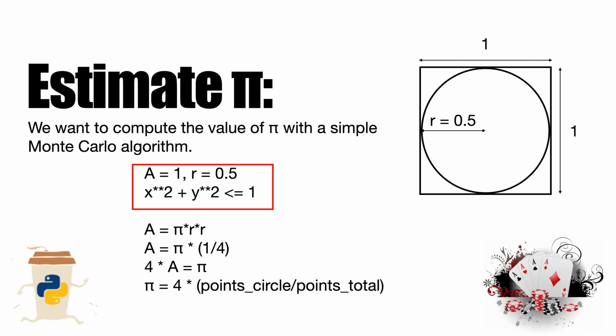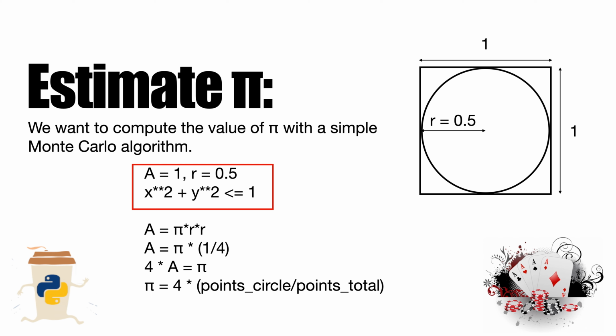The idea is that we have a square with surface 1, because each side of the square has length 1. And inside the square there's a circle. So the circle's radius is 0.5. And we know the formula x squared plus y squared is lower or equal to 1. That defines all the points inside the circle. So we use this formula to check if a given point with coordinates x and y is inside the circle.